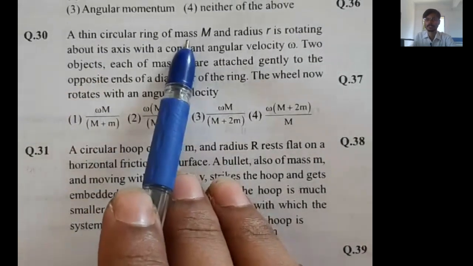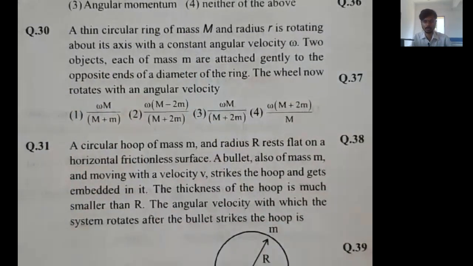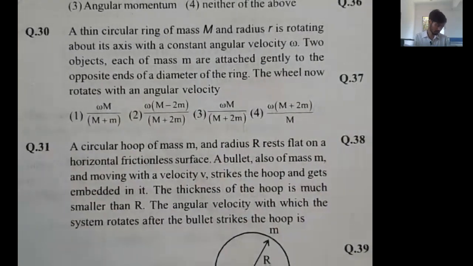What are we given? A circular ring. So I will make a note that a circular ring is given to me. So, question number 30 here now. No matter how complex the question is, this method will always help you. What are we given? We are given a ring.